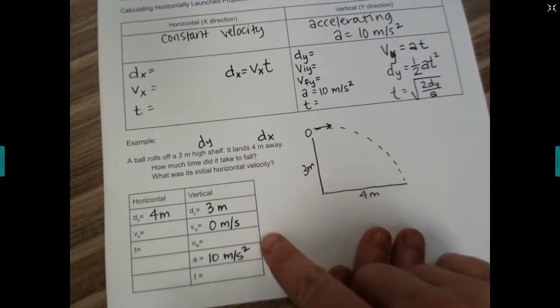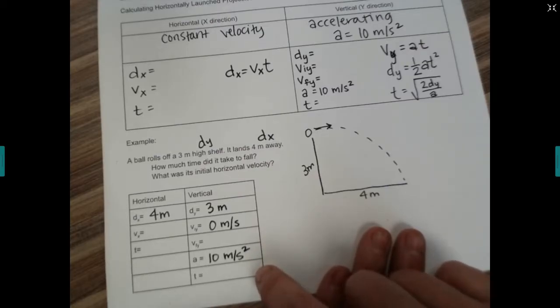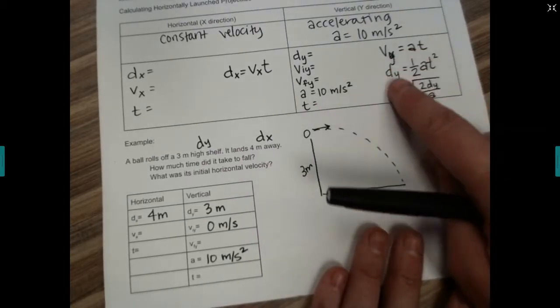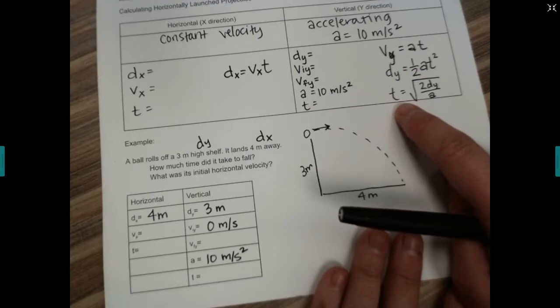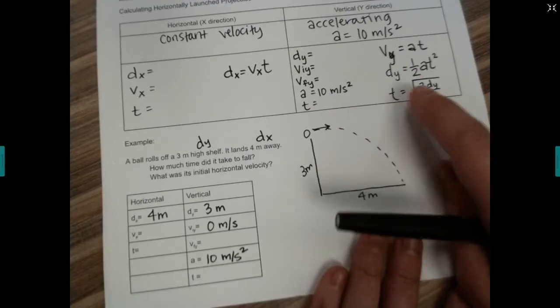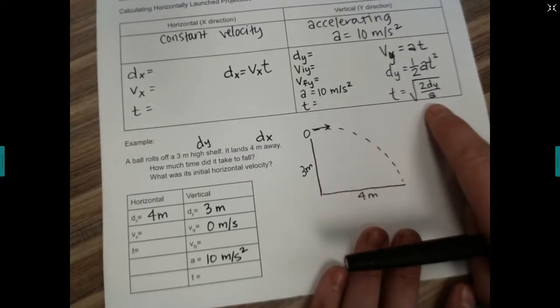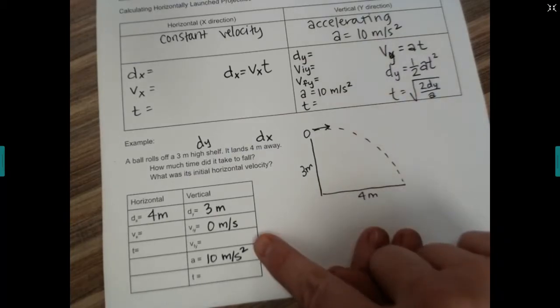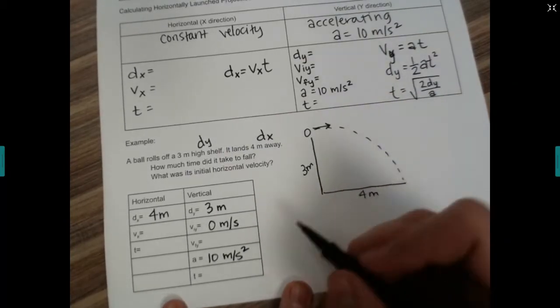So looking at everything I've got: distance. I know that there is no vertical velocity to begin with. I know there's acceleration, and I want to find time. So if I check out my equations here, here's one for time. Let's see if I know enough information. I know the distance in the y direction, which is 3, and I know the acceleration, which is 10. So I can actually use that formula to solve for the time.